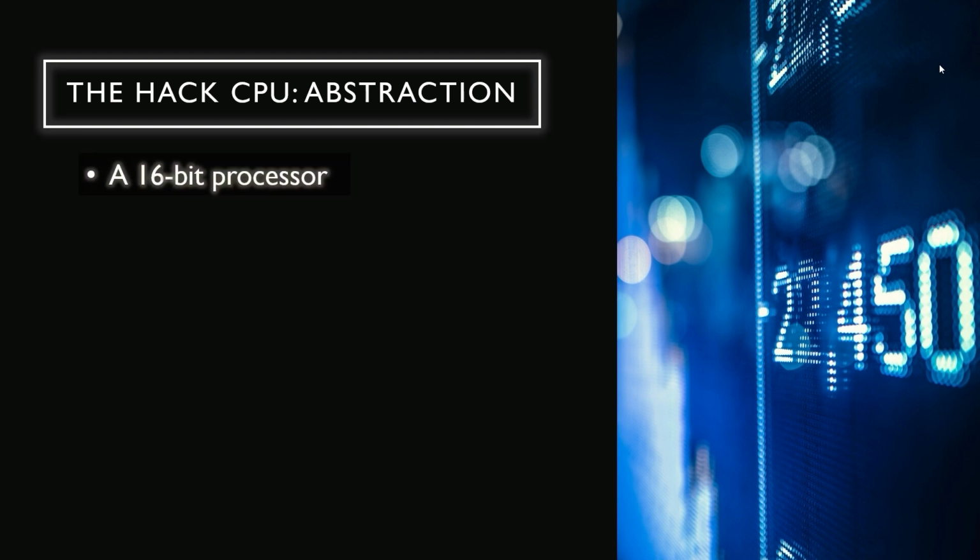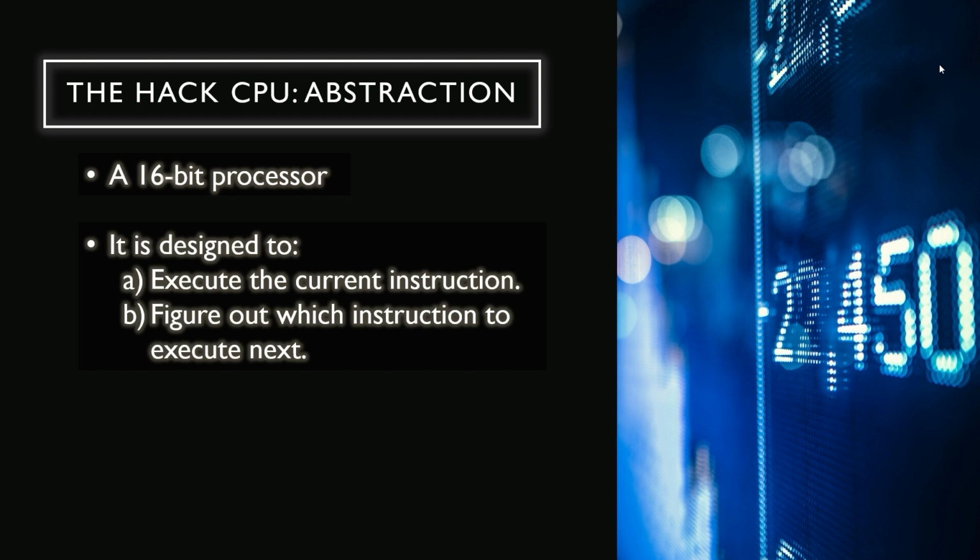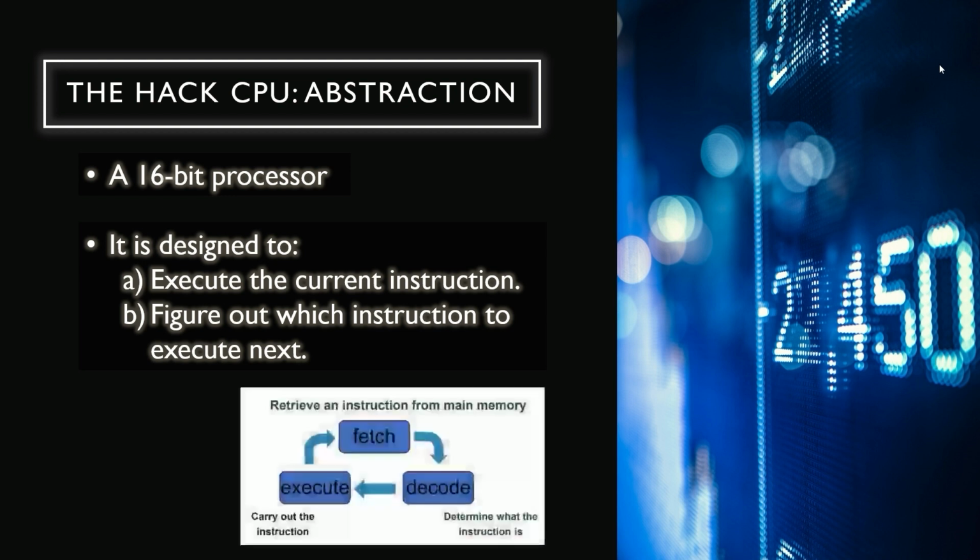Talking about the Hack CPU, let's first look at the abstraction of the Hack CPU. The Hack CPU is a 16-bit processor which is basically designed to execute the current instruction. All that we have designed and learned till now theoretically, the Hack CPU takes all that together and makes everything actually dynamic. Further, the CPU figures out which instruction is to be fetched and executed next. Of course, it follows the fetch, decode, and execute cycle that we have studied previously. This is what the CPU's abstraction is.